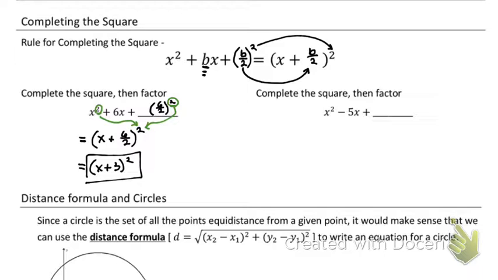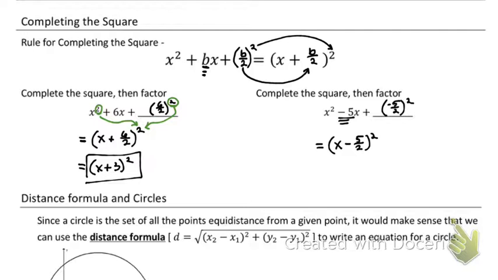A little more complication comes in when we have a negative number. Now note, it's b divided by 2. Our b in this case is actually a negative 5. So our b divided by 2 will be negative 5 divided by 2 squared. Now when we factor this, it's going to turn into x minus 5 over 2 squared.